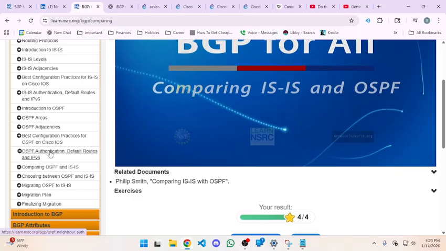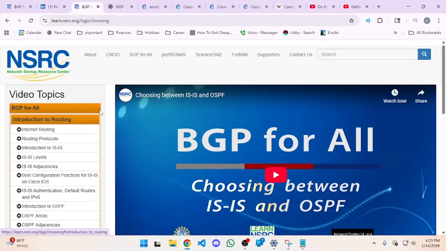Configuring. Let's see here. Comparing ISIS and OSPF. Comparing. Ah, there we go. So we only got a few more. I'll probably stop after this.